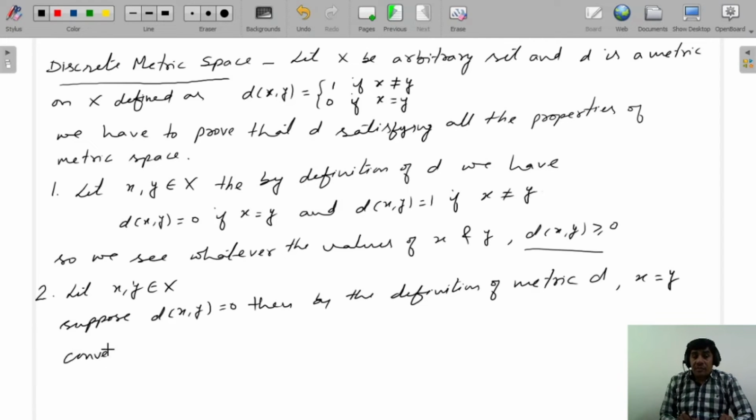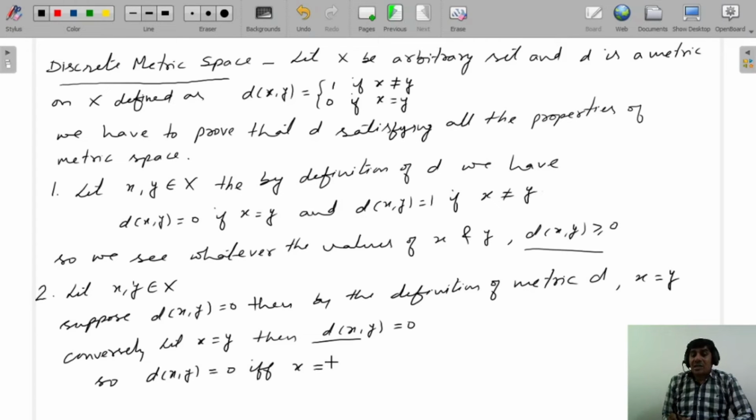Conversely, let x is equal to y, then dxy is equal to 0, because it is given that if any 2 points are equal, the distance between x and y is 0. So, dxy is equal to 0 if and only if x is equal to y. So, the second property is also satisfied.